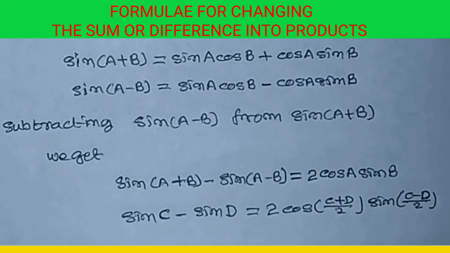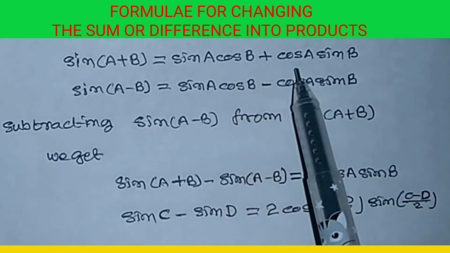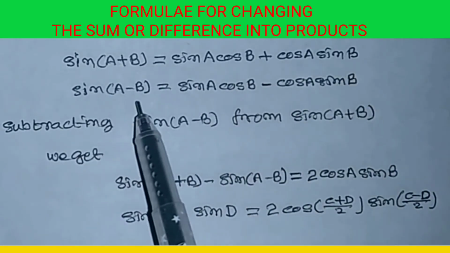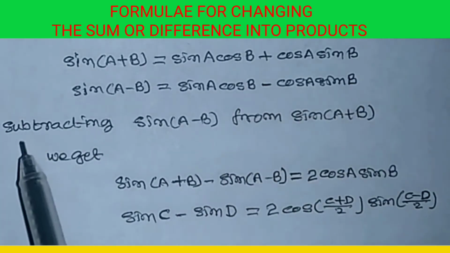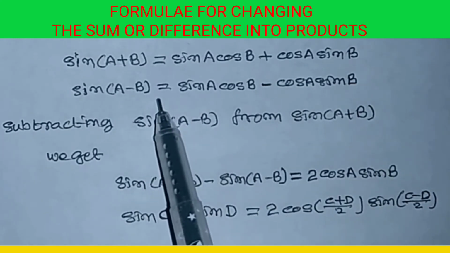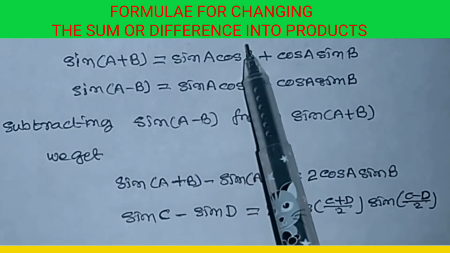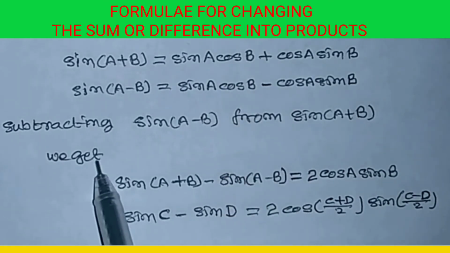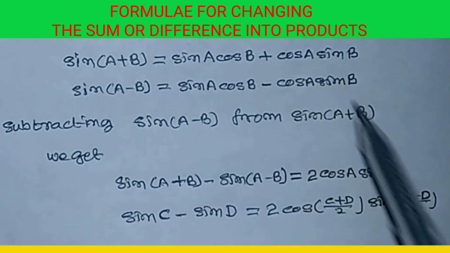Sin A plus B is equal to sin A cos B plus cos A sin B. Sin A minus B is equal to sin A cos B minus cos A sin B. Subtracting sin A minus B from sin A plus B: minus minus plus. Sin A cos B cancelled. We get sin A plus B minus sin A minus B is equal to cos A sin B plus cos A sin B, which is 2 cos A sin B.